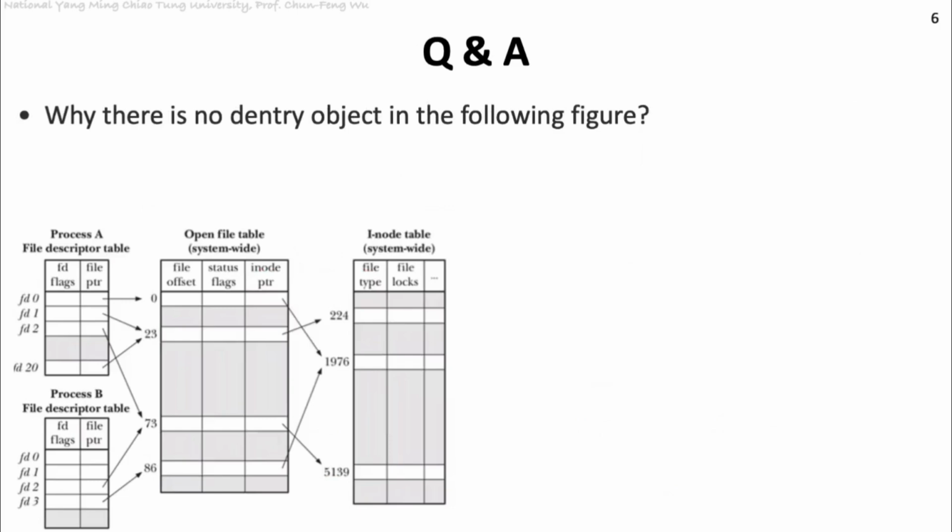Okay, so there is another question, and I think this is a super good question. If you still remember, we have this kind of structure: the file descriptor table, the open file table, and the inode table. We say that when we open a file and interact with it, we walk through this path, right? But there is no entry object in the following figure. There is only the open file table and the inode table. There is no entry object here.